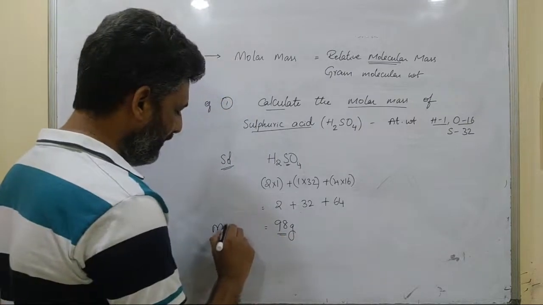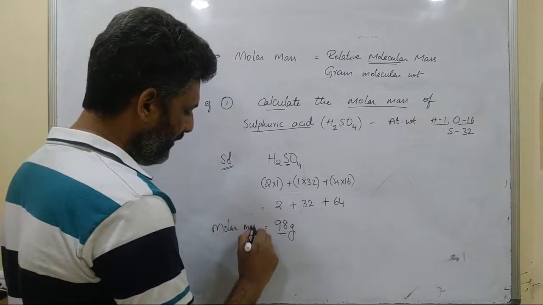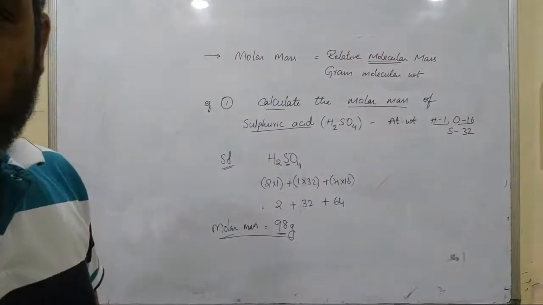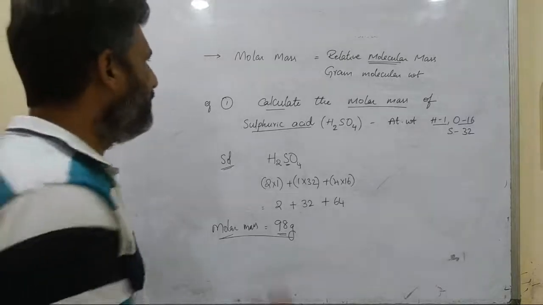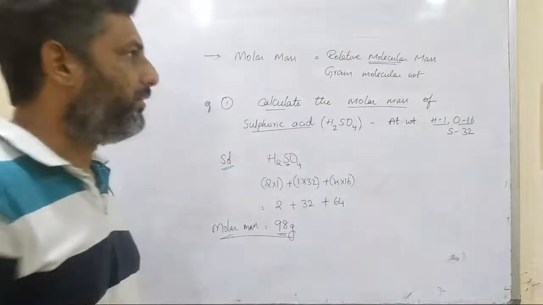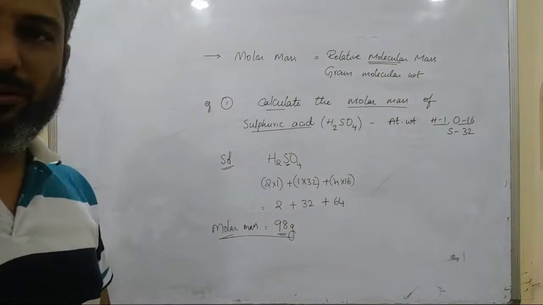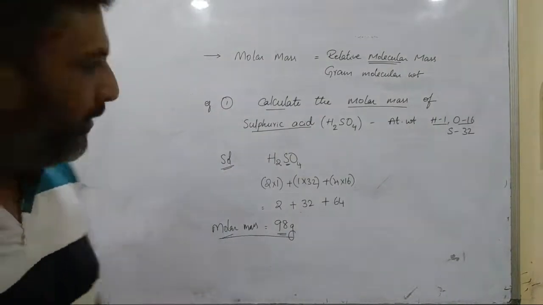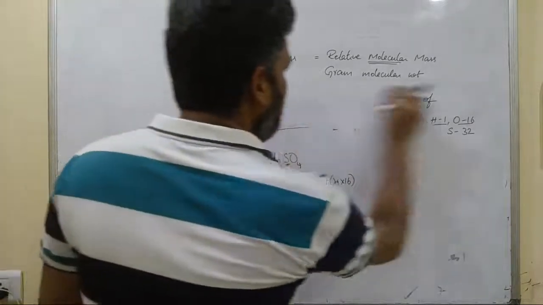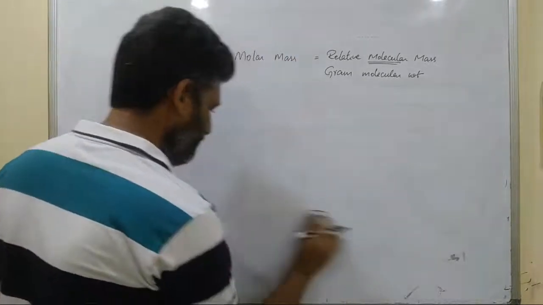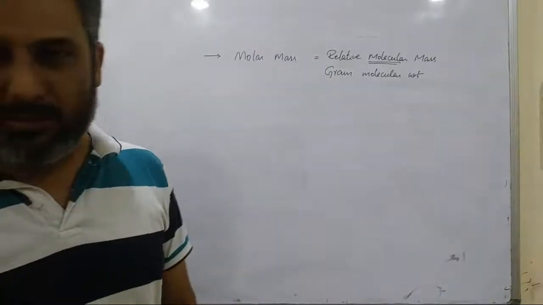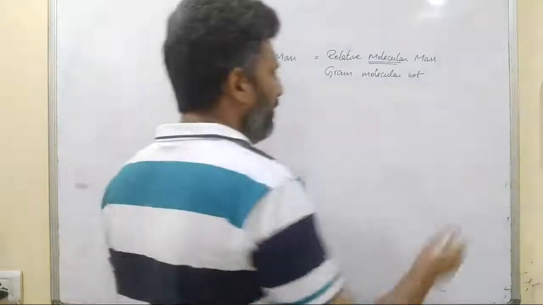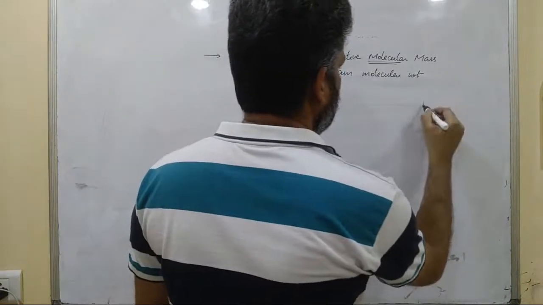Since we are calculating molar mass, molar mass is taken in grams. So this is how we find the molar mass or relative molecular mass, which is also called gram molecular weight, of a given substance. So you can practice for some other compounds in a similar way. You try this question.